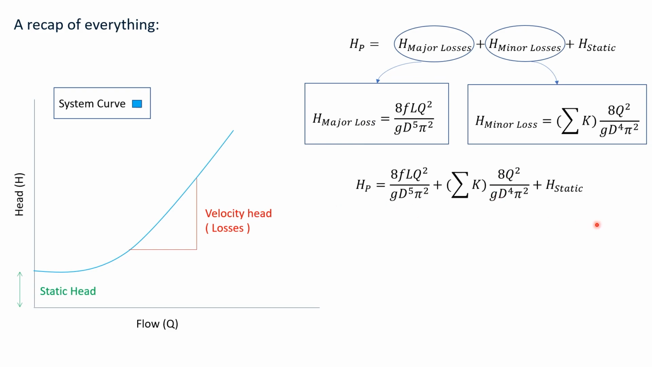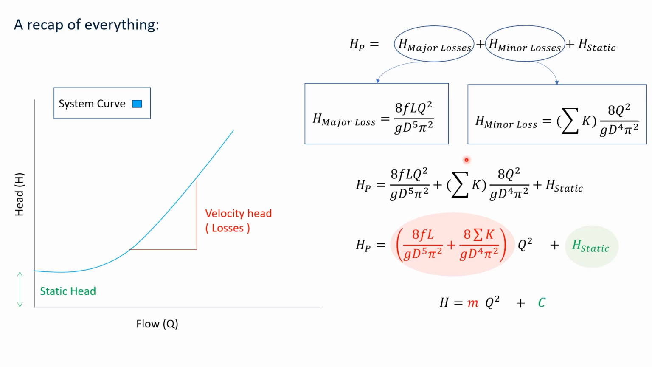So here we can take out the flow rate as the common factor. Okay, then it will look something like this. So this is our parabolic equation. So HP is equal to the slope of the equation times Q squared plus the y-intercept. I guess the mystery is solved now.